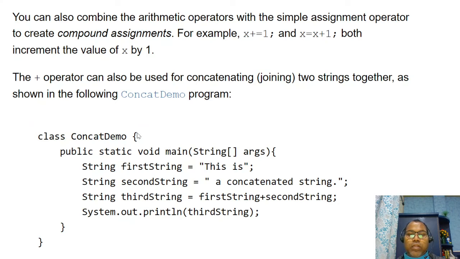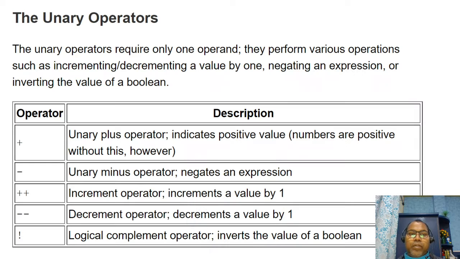So these are your compound operators, your compound assignment, you can say, which are a combination of plus or minus, or multiplication, with the assignment operator. So let's discuss the next one, the unary operator.